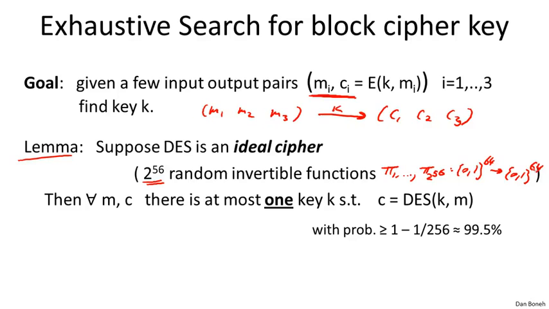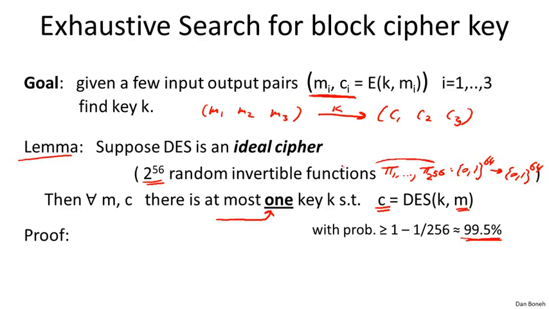Then what can we say? Then in fact it turns out that just given one message and ciphertext, just one pair, there is already only one key that maps this message to that ciphertext. So just given one pair, M and C, if I ask you to find the key that maps M to C, the solution is very likely to be unique. In fact, it's going to be unique with probability roughly 99.5%. I should say that this statement is true for all M and C, and the probability is just over the choice of the random permutations that make up the cipher.